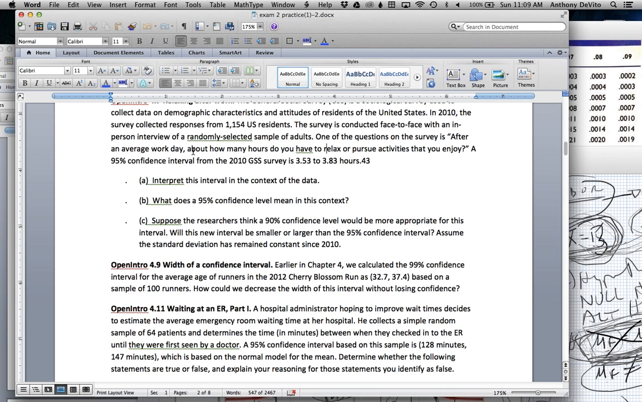A 95% confidence interval from the GSS surveys: where are these people living? They have 3 to 4 hours to do stuff every day before they fall asleep, before they become unconscious, to do stuff that they enjoy. So 3.53 to 3.83 hours. The 95% confidence interval for the number of hours of free time they have per day is 3.53 to 3.83. Interpret the interval in the context of the data.